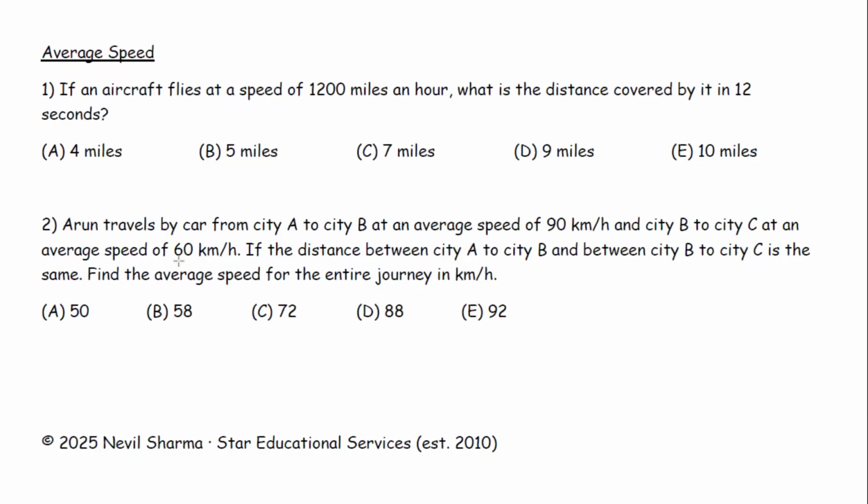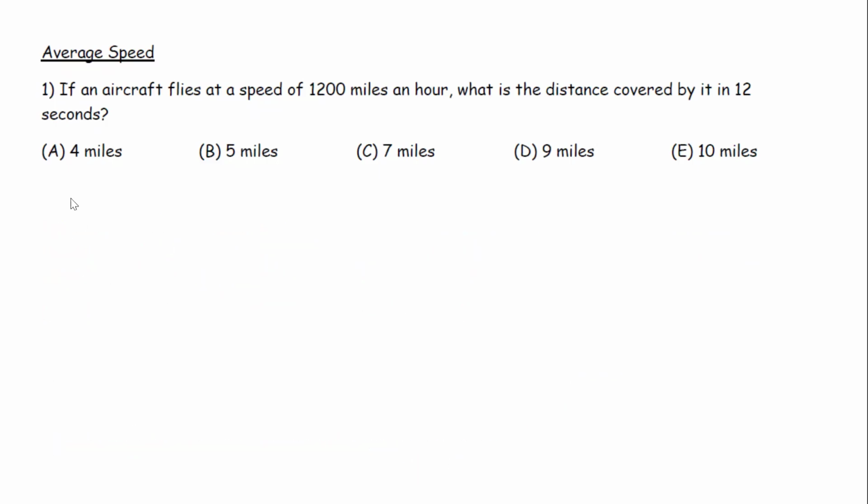Let's begin with the first one. If an aircraft flies at a speed of 1200 miles per hour, what is the distance covered by it in 12 seconds? So this is fairly simple. 1200 miles in 1 hour. And what is 1 hour? 3600 seconds. So in 12 seconds, what is the distance covered by it?